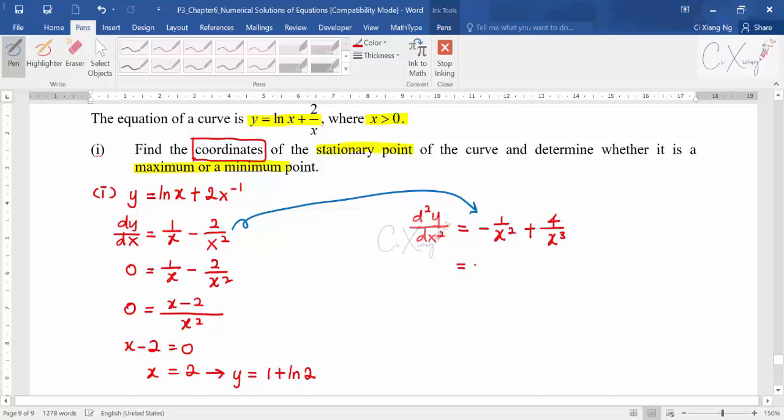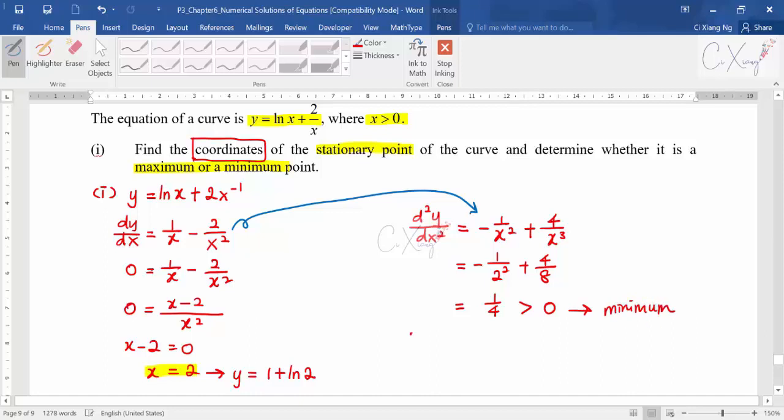After that, I substitute the value of 2 because my x is equal to 2 now, right? So you substitute the value of 2 into the d2y dx squared. So you're having 2 squared plus 4 over 8. And then you will have the value 1 over 4, which is more than 0. So greater than 0 means that this point is a minimum point.